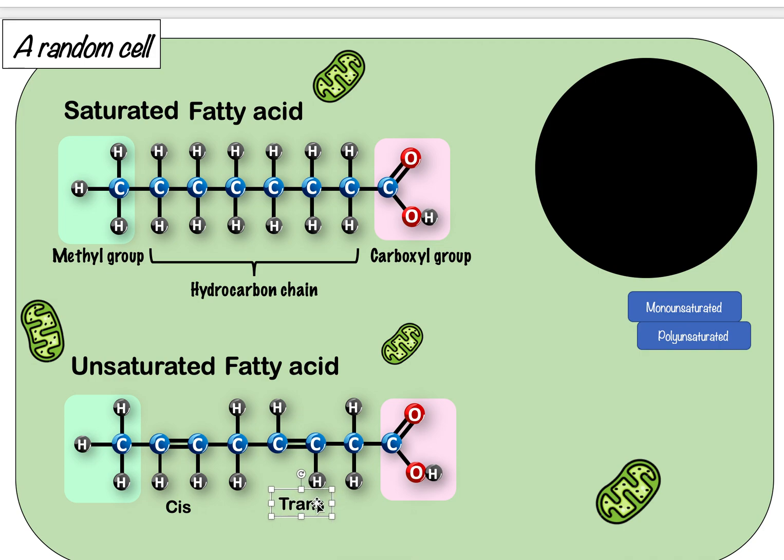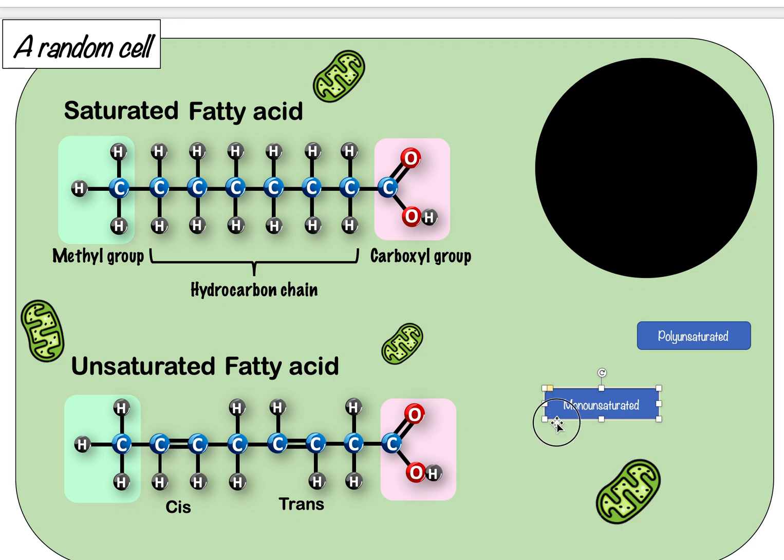So overall, there are many different types of fatty acids. It can be a saturated fatty acid. It can be an unsaturated fatty acid. If it's unsaturated, it can be a cis unsaturated fatty acid or a trans unsaturated fatty acid. Now, you can also have a mono unsaturated fatty acid, which is basically this fatty acid when it only has one double bond somewhere.